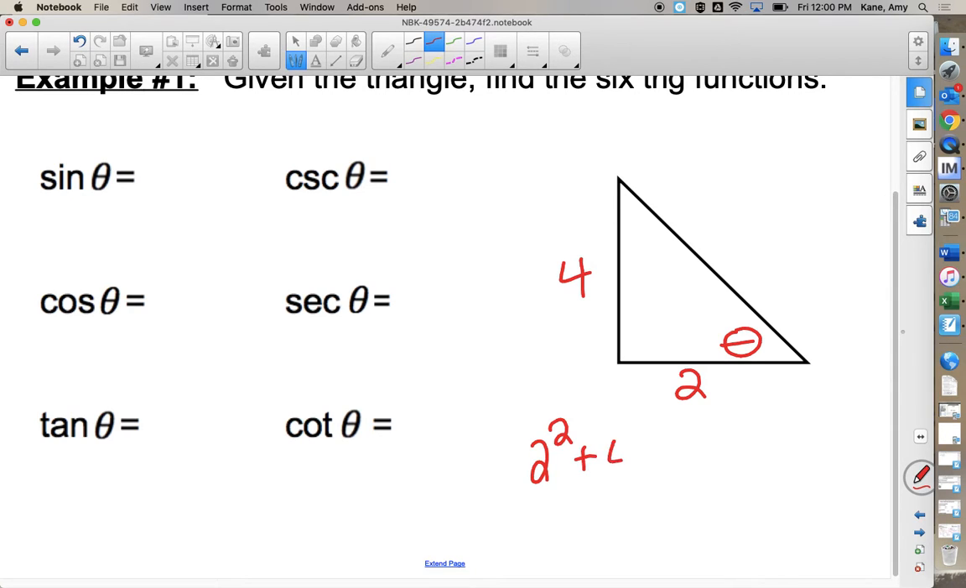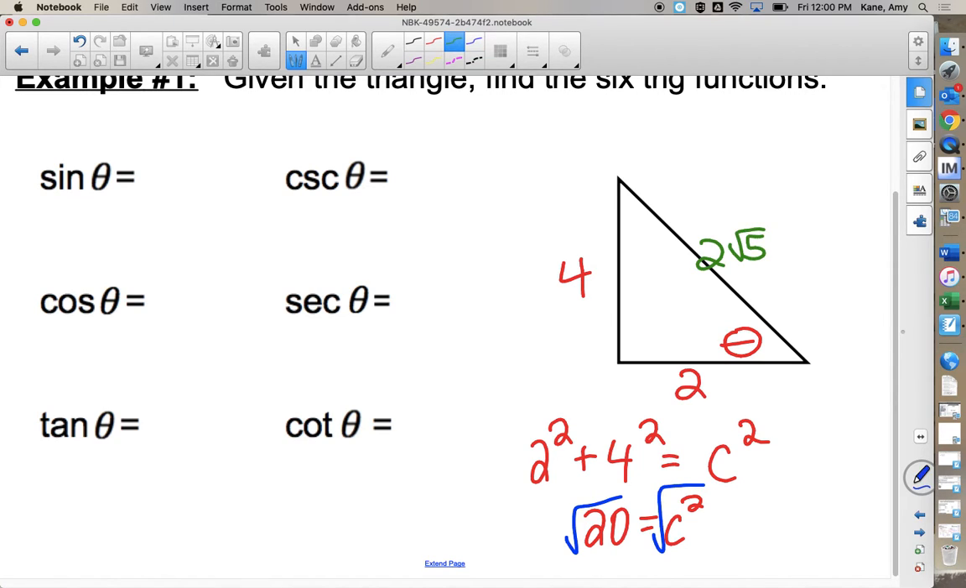So a squared plus b squared equals c squared. 2 squared plus 4 squared equals c squared. So Julian, 2 squared plus 4 squared is? 20. So if you simplify the square root of 20, what does that become? 2 times the square root of 5. Yeah, 2 square root of 5. So a couple of the problems will have the diagram drawn. Use the Pythagorean theorem to get that other side. If it can be simplified, make sure you do that part.